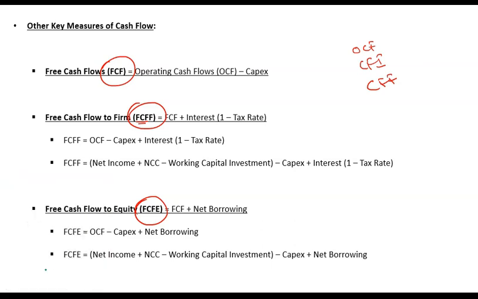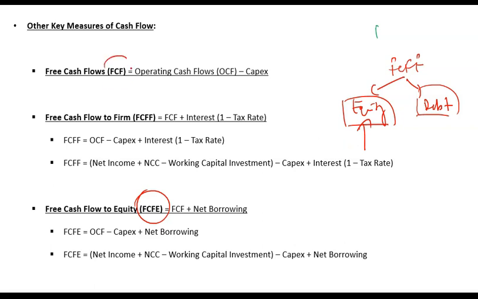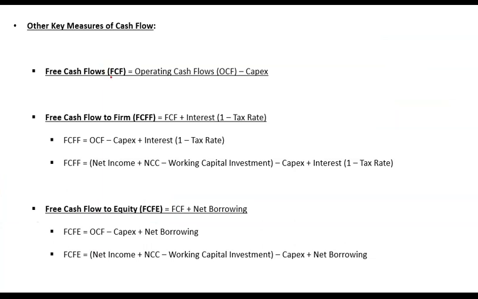What is FCFE? FCFF, which we discussed, was the cash flow to the whole firm, that is equity and debt. FCFE is only the cash flow for the equity holder. After meeting all the requirements for debt, the cash left after that is known as free cash flow to equity. It is the cash left for the equity holder. So what adjustment do you need to make? You take FCF, free cash flow, and make one adjustment, that is net borrowing.